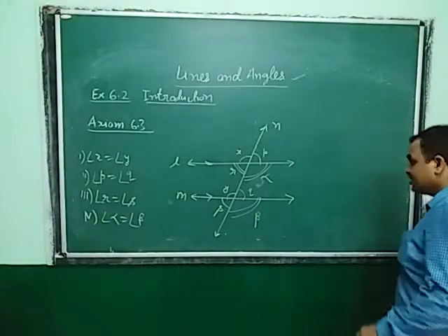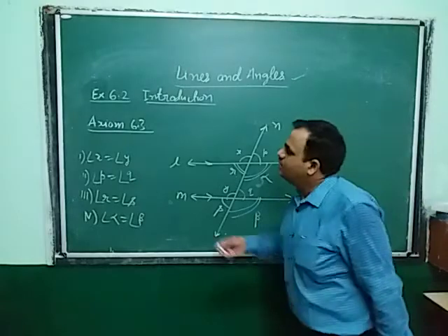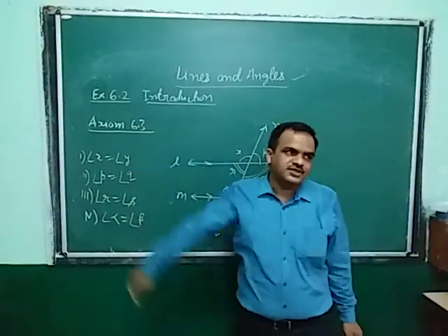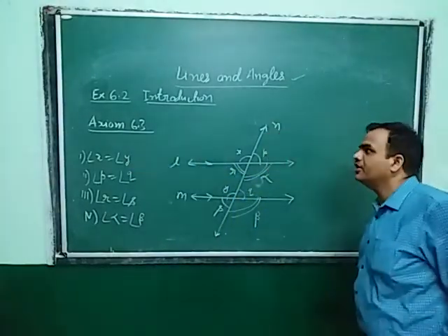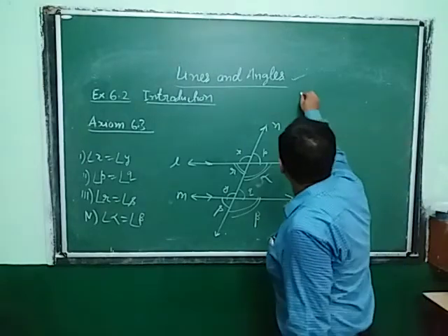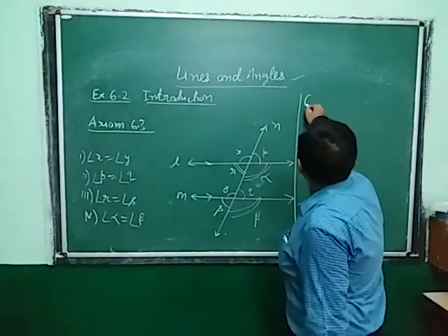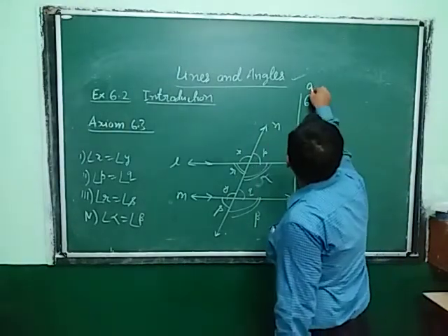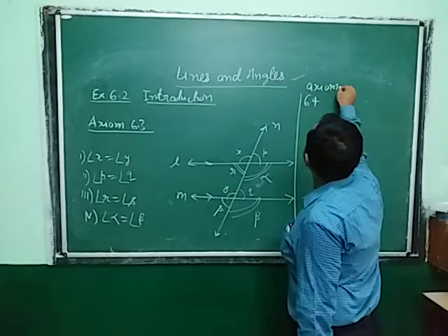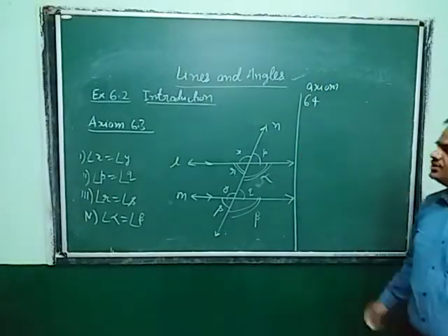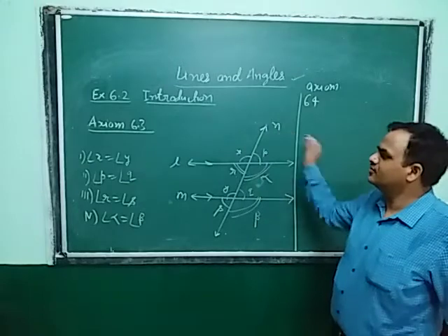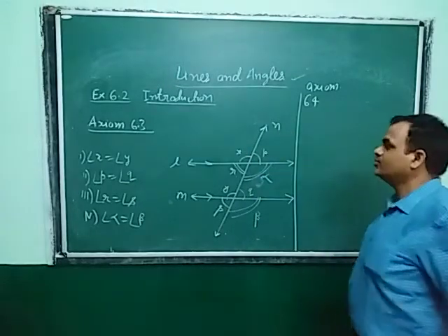Okay. Now, if you are interested, you may write it. It is written: corresponding angles are equal. Now, look at axiom 6.4. What is axiom 6.4? Actually, axiom 6.4 is just the converse of axiom 6.3.